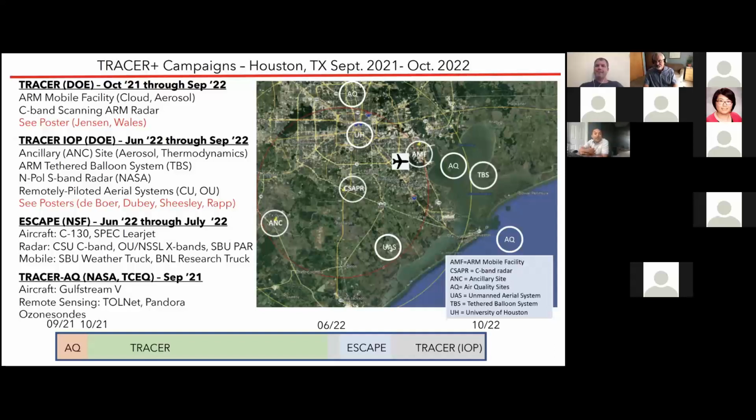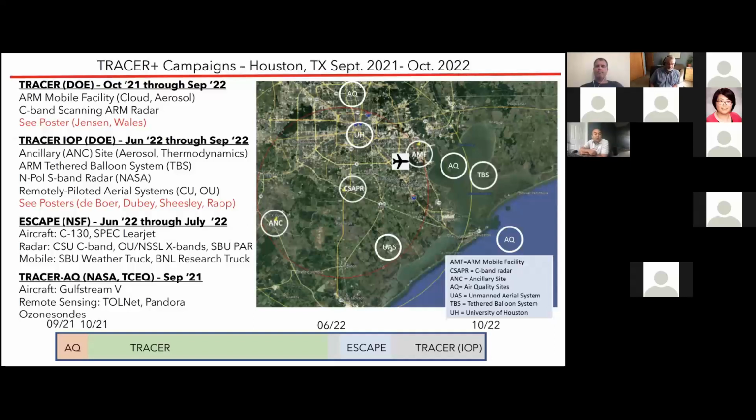And during the Tracer IOP, there will be the ESCAPE field campaign that's funded by the NSF, second from the bottom. That's where the C-130 is going to be operational, with several aerosol and cloud probes on it. And the cool component of the ESCAPE campaign is going to be the mobile weather truck by Stony Brook University and Brookhaven, and they're going to sample plumes, the urban plume or the sea breeze and bay breeze, etc. So that's a niche campaign.